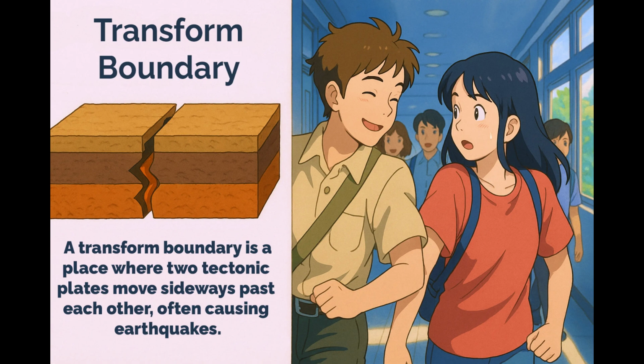Just as the friction and impact from the shoulder bump can cause a brief jolt or stumble, the friction and stress at a transform boundary can lead to earthquakes as the plates grind against each other. In both scenarios, the interaction is characterized by lateral movement, and the release of built-up energy, whether it's people brushing past each other or tectonic plates scraping along their edges.